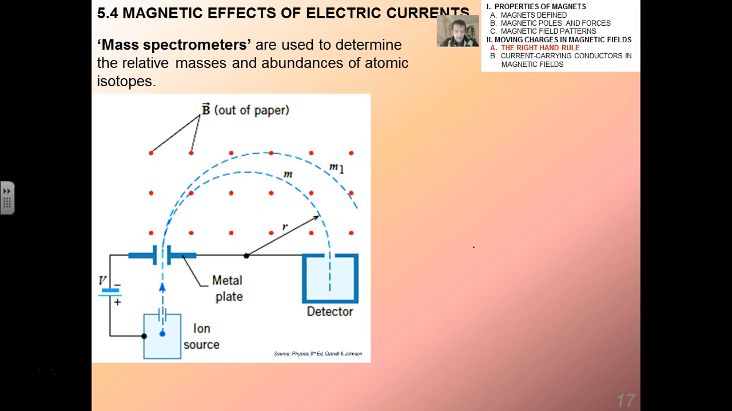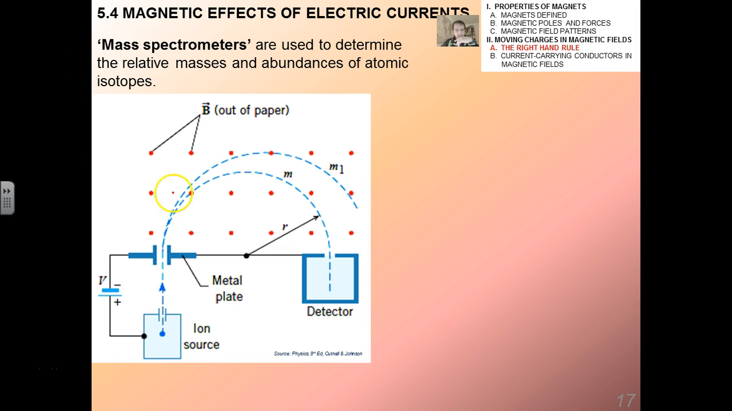Now, there's an application of this, and it's called a mass spectrometer. And mass spectrometers are used to determine the relative masses and abundances of atomic isotopes, okay? And remember what an isotope is, right? Different isotopes of the same atom are different versions of that atom that have the same number of protons in the nucleus, but different numbers of neutrons, and therefore different masses, right?